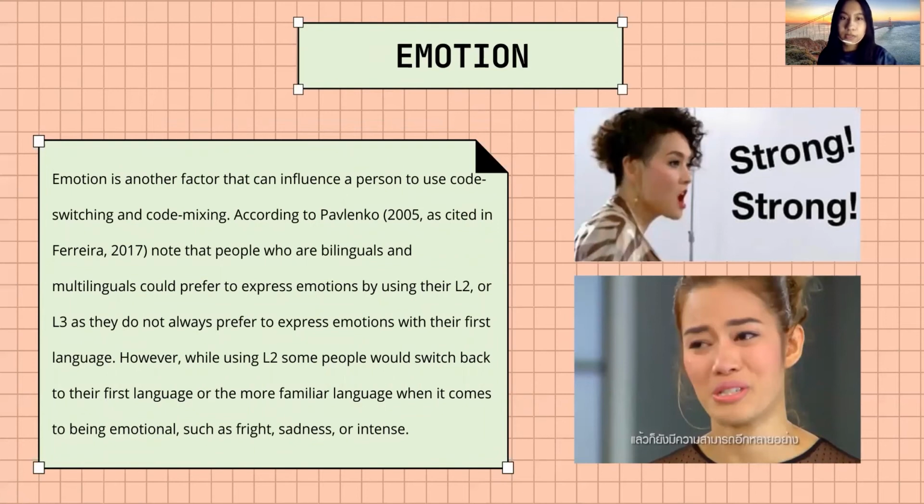Next factor is emotion. Emotion is another factor that can influence a person to use code switching and code mixing. According to Parfengel, people who are bilinguals and multilinguals could prefer to express emotions by using their second or third language, as they do not always prefer to express emotions with their first language. Moreover, some speakers decide to use a second language because some concepts in the first language are more difficult to convey than in the second language, and some words from the second language are more emotional.